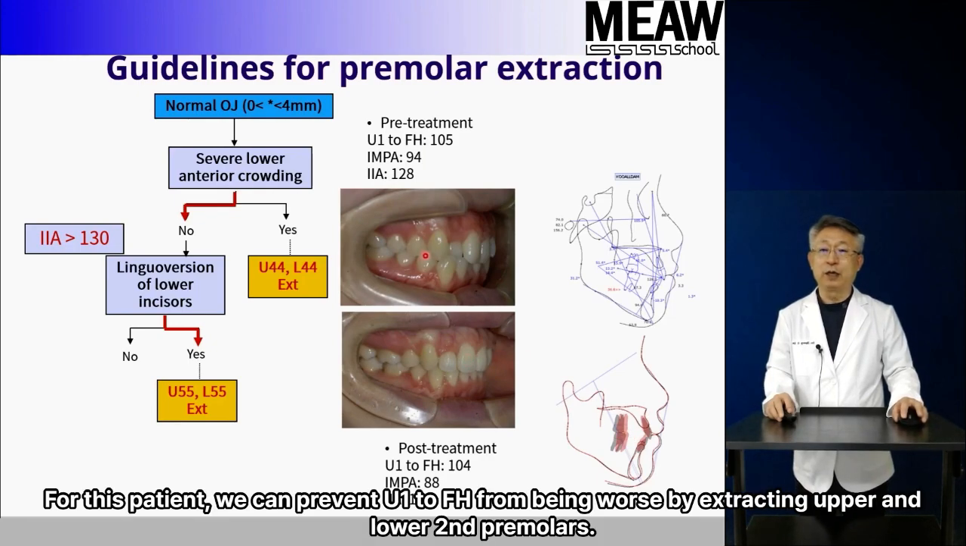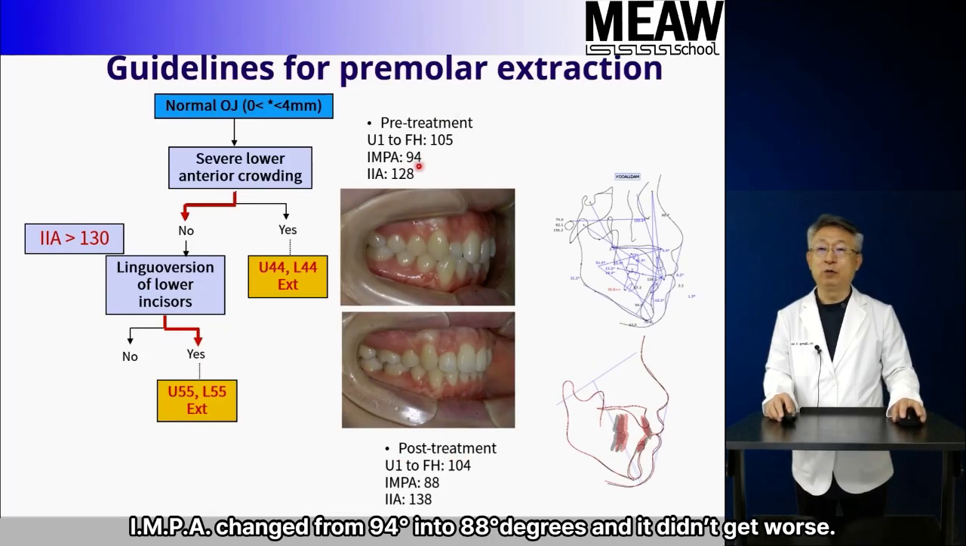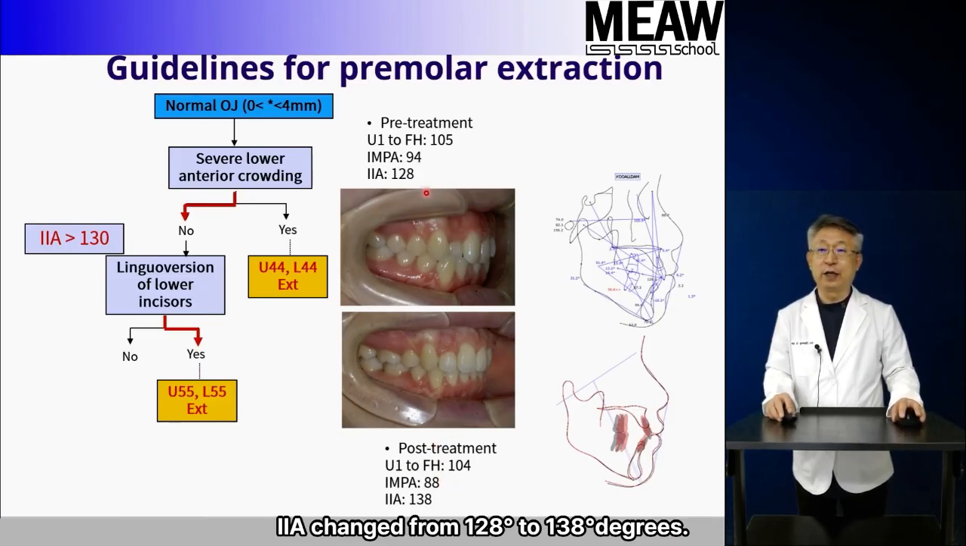For this patient, we can prevent U1 to FH from getting worse by extracting upper and lower second premolars. IMPA changed from 94 to 88 degrees, and it didn't get worse. IIA changed from 128 to 138 degrees.